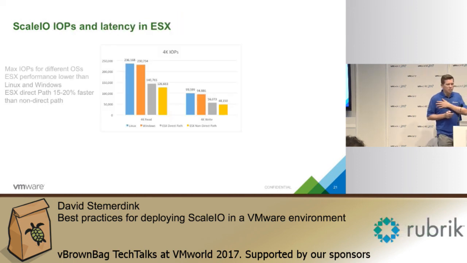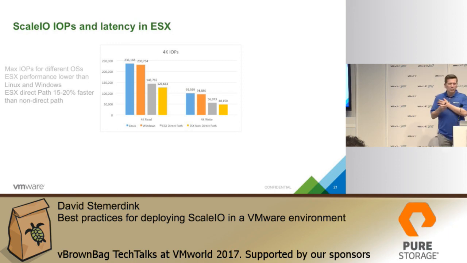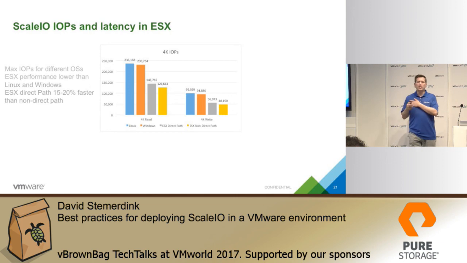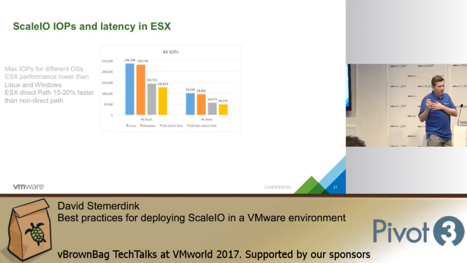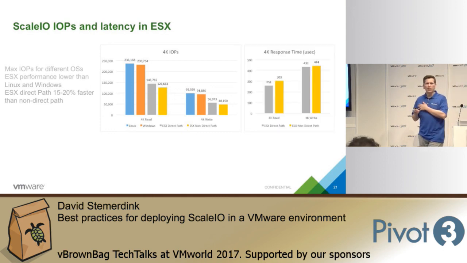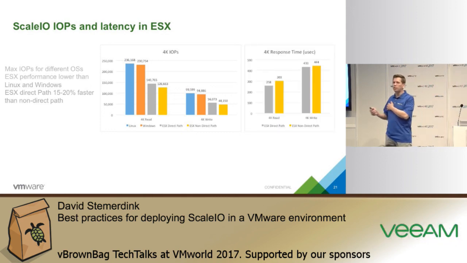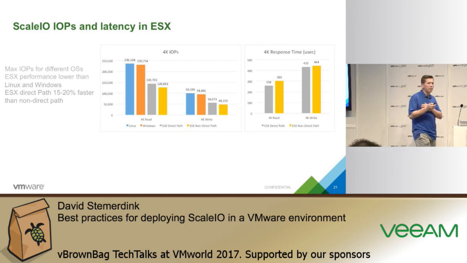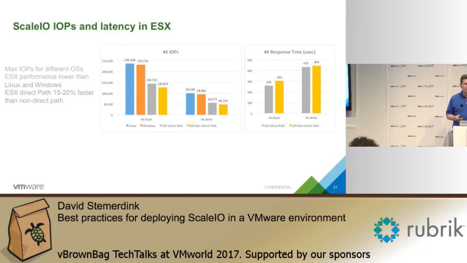Some performance numbers. Because we don't fully run natively and we need to go through that, you will see that the performance is slightly less. However, if we put the controller into direct path I/O mode, we'll get about 10 to 15% more performance. The main reason for using direct path I/O is not so much the performance increase, but also responsiveness when we deal with failures. So it's a lot quicker to respond.